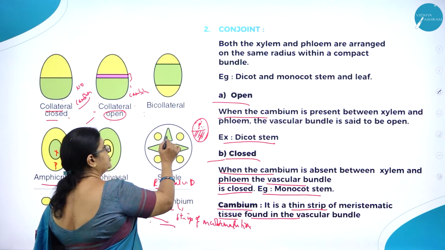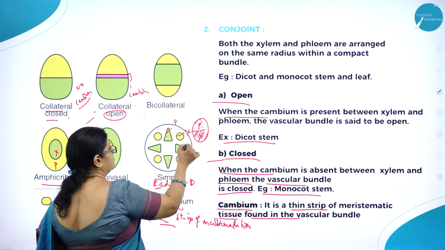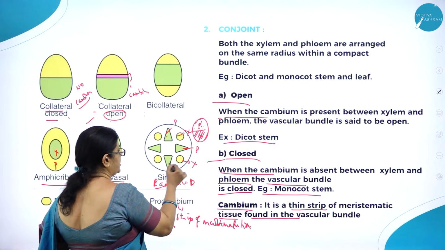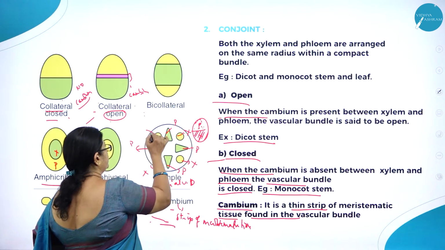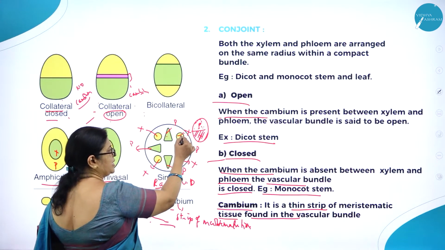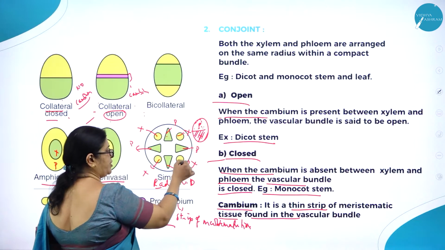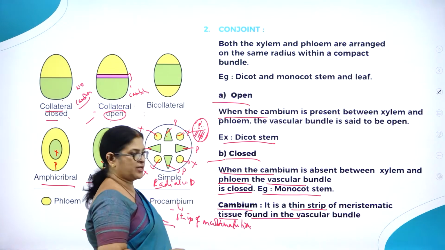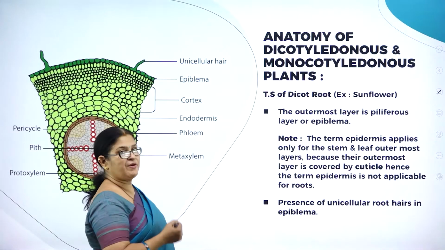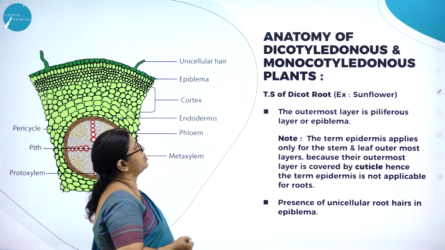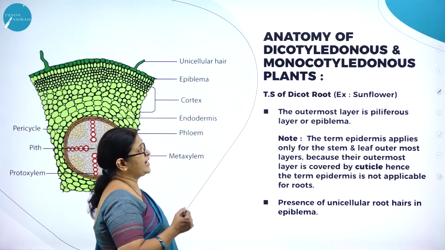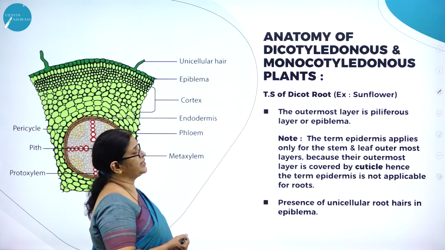Alternating. So this is phloem, this is xylem. This is phloem and this is xylem. So phloem alternating with xylem, xylem alternating with phloem is called a radial vascular bundle. Hope you have understood the arrangement of vascular bundles. Now let us study the anatomy of dicotyledonous and monocotyledonous plants.